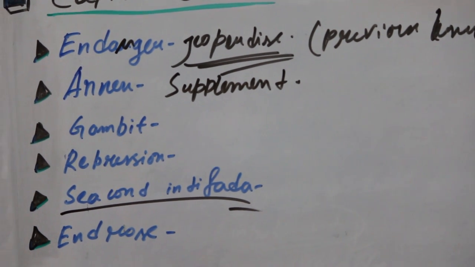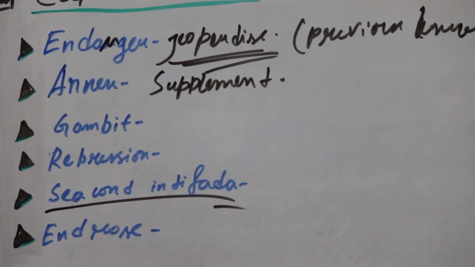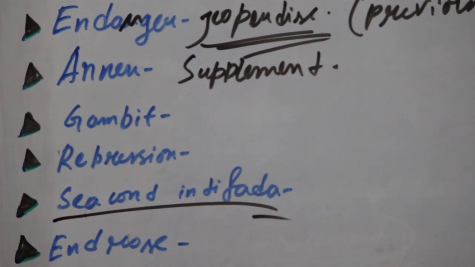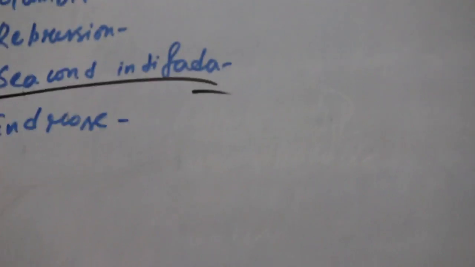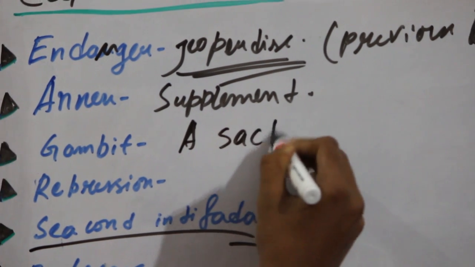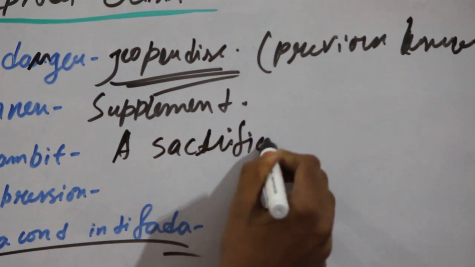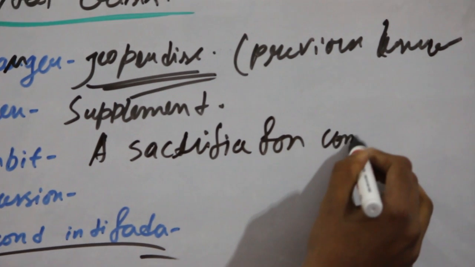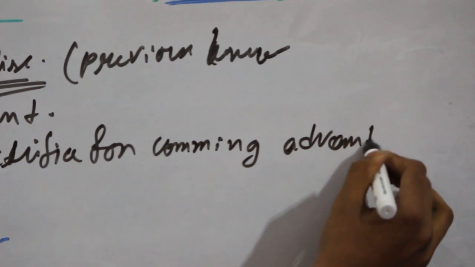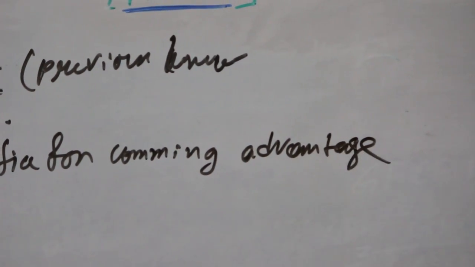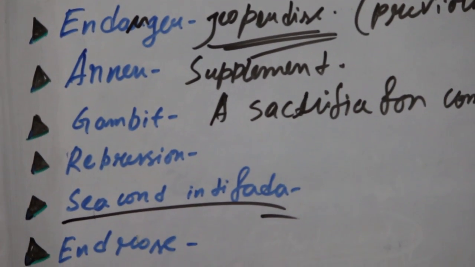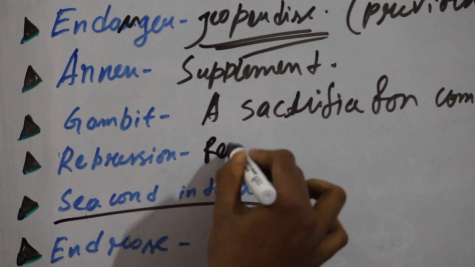Next one is gambit. It's a very easy one. A sacrifice for some coming advantage. If you know that some advantage is coming and you sacrifice for it, then you can use this word, gambit. A sacrifice for coming advantage. Next one is repression. Repression means restrain.